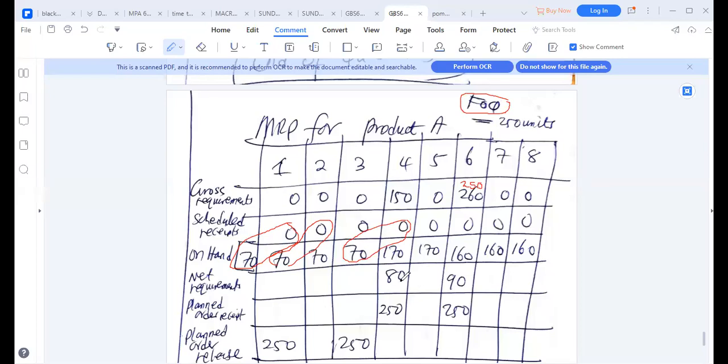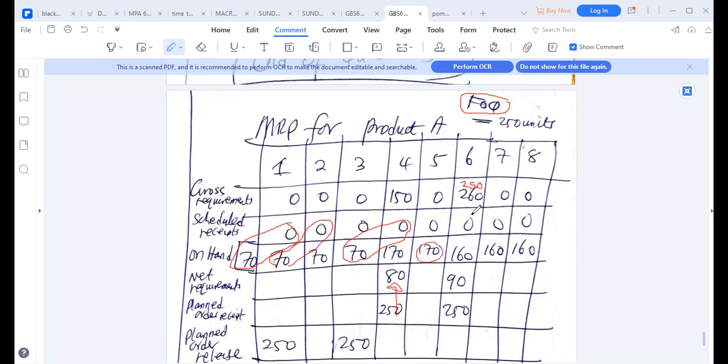But even if the net requirement is 80, you order the 250 units. So 250, because this is what they're saying, fixed order is 250. 250 minus net requirement of 80, we are getting 170. So the on hand will be 170, because we have this 250 to sort out 80. 170 plus 0 minus 0, we are going to have 170.